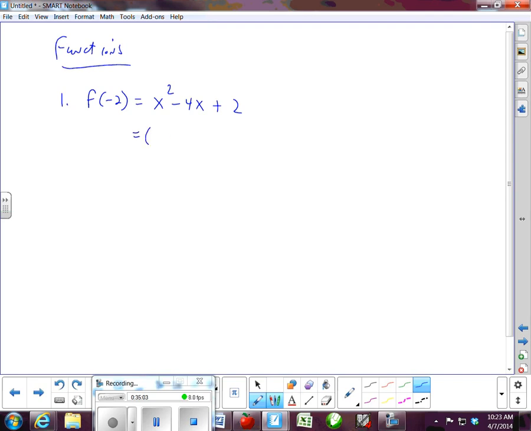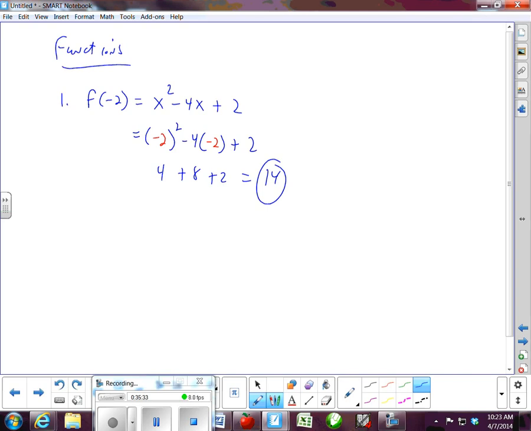All right, so hopefully you said I've got to substitute in the negative 2 everywhere where the x is. So I just put parentheses everywhere where the x is, and I put in that negative 2. Front term, negative 2 times negative 2, positive 4, right? Middle term, negative 4 times a negative 2 is a positive 8, plus 2. 12 and 2 is 14, and f of negative 2 is 14.